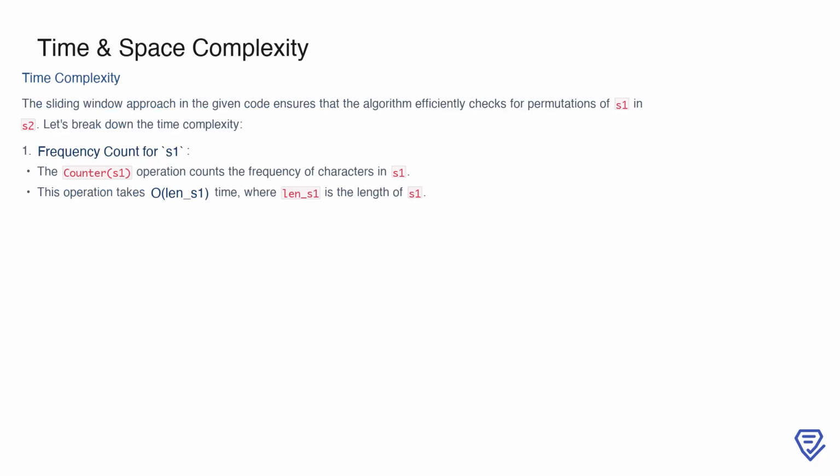In terms of time complexity, the sliding window approach starts by computing the frequency count of characters in S1 using Python's Counter. This operation involves iterating through the characters of S1 and counting their occurrences, which takes time proportional to the length of S1. Therefore, the time complexity of this step is O(len_S1). This establishes the initial setup for the algorithm by preparing the data structure that will be used in subsequent steps.